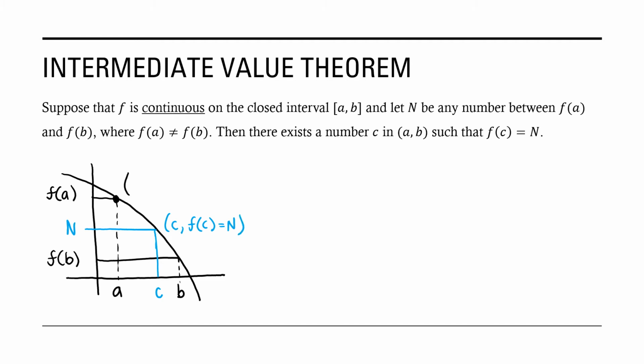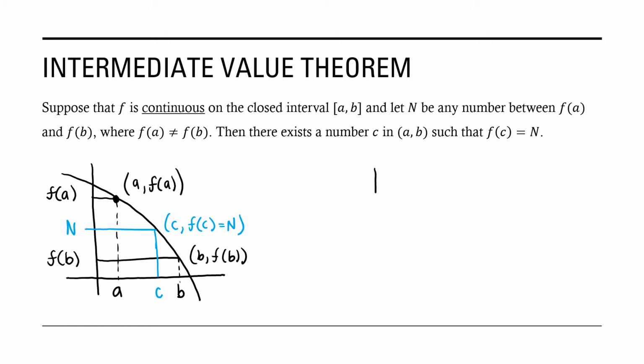And this is only true when you've met all of the criteria. So if it's continuous on that closed interval, if n is between the two outputs, and if the outputs are not equal to each other.